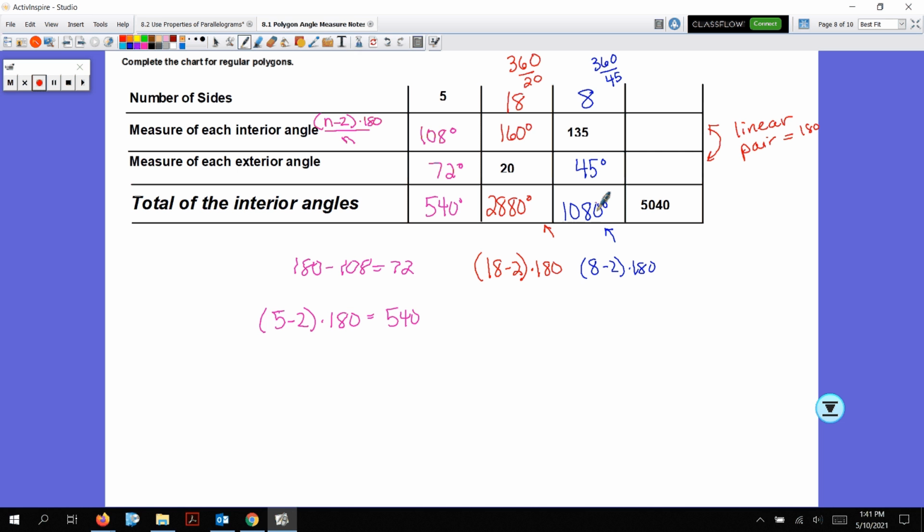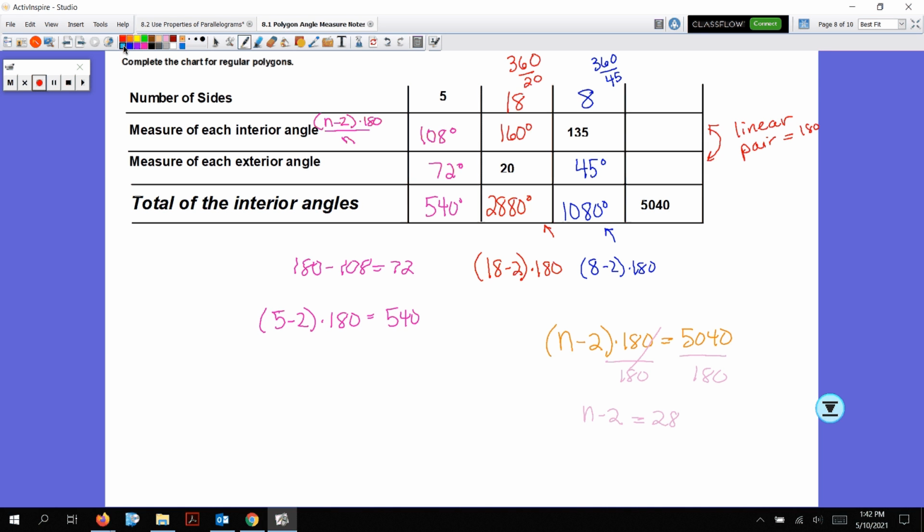All right, the last column is obviously the hardest because we always save the best for last. But don't worry, it's not so bad. We simply take our total interior angle equation, which is n minus 2 times 180, and we set that equal to it. We're going to use inverse operations to solve for n. First thing I'm going to do is divide by 180, and I get n minus 2 equals 28.